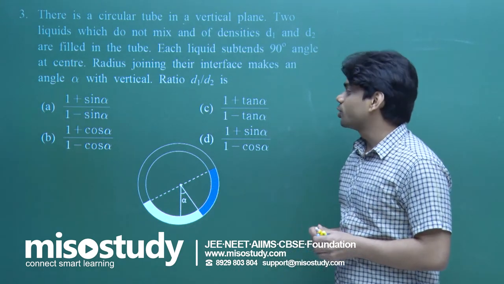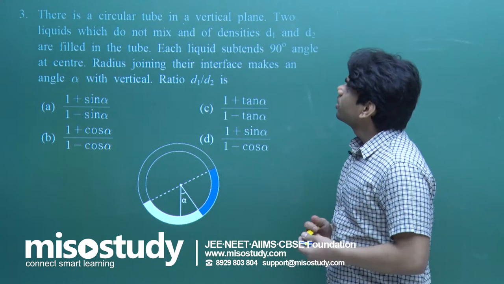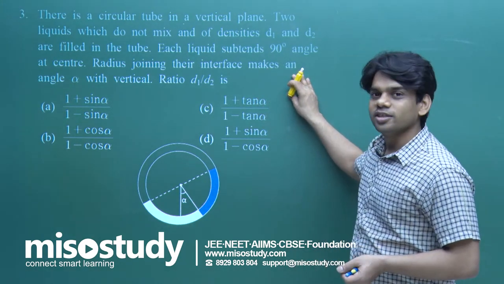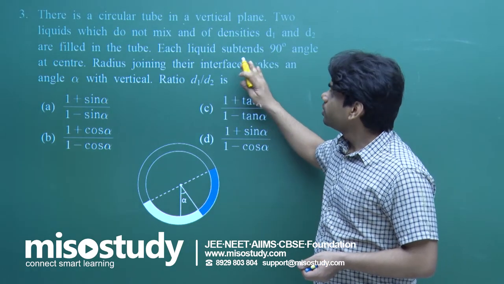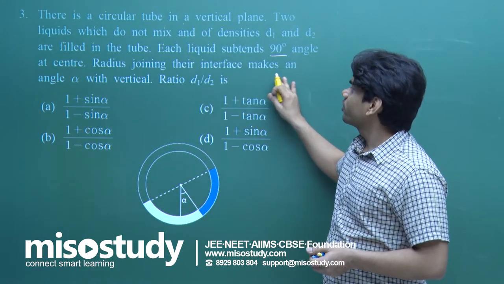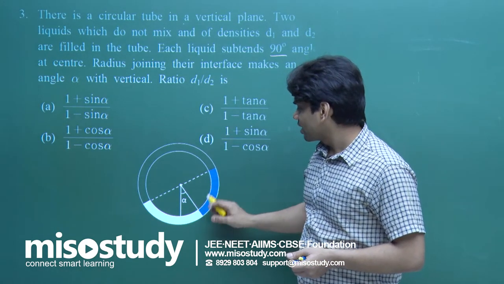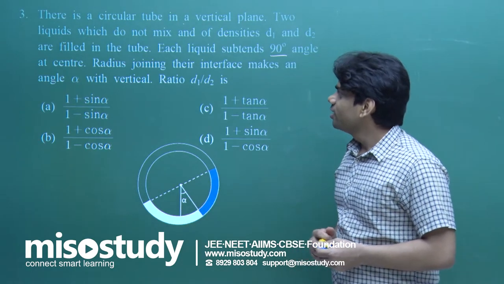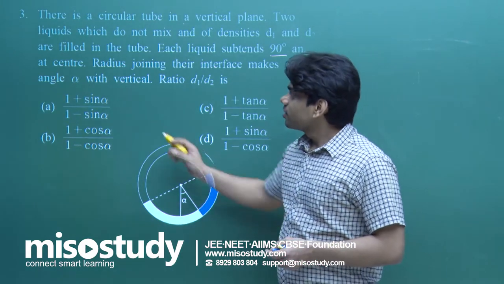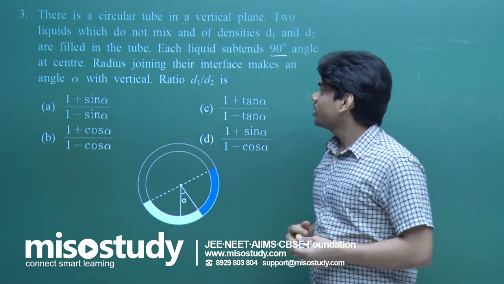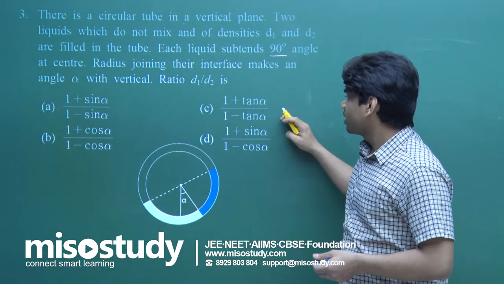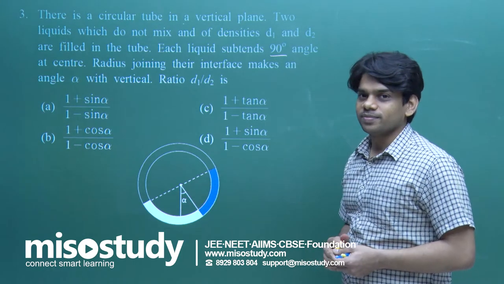There is a circular tube. You can see a circular tube in a vertical plane. Two liquids which do not mix and of densities D1 and D2 are filled in the tube. Each liquid subtends 90 degree angle at center. Radius joining their interface makes an angle alpha with the vertical. You can see that radius joining their interface makes an angle alpha with the vertical. The ratio D1 by D2 is, that is you have to compare the densities: A, 1 plus sine alpha upon 1 minus sine alpha, B, 1 plus cos alpha upon 1 minus cos alpha, C, 1 plus tan alpha upon 1 minus tan alpha, and D, 1 plus sine alpha upon 1 minus cos alpha.